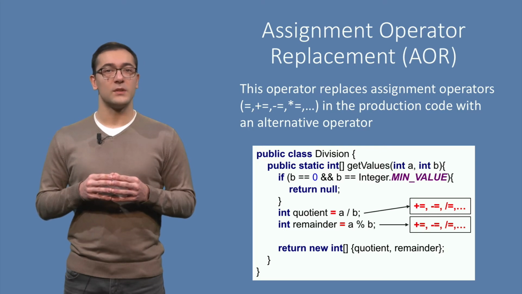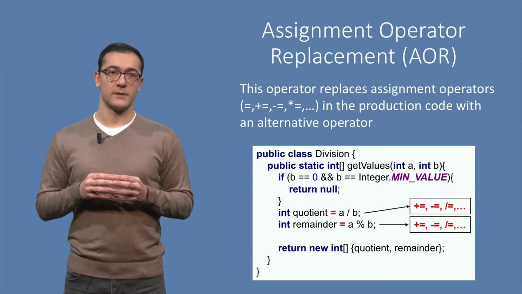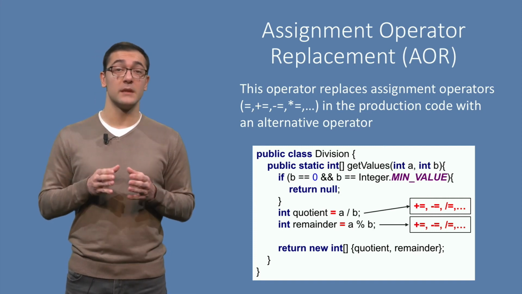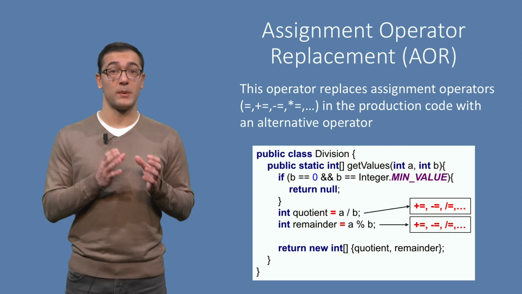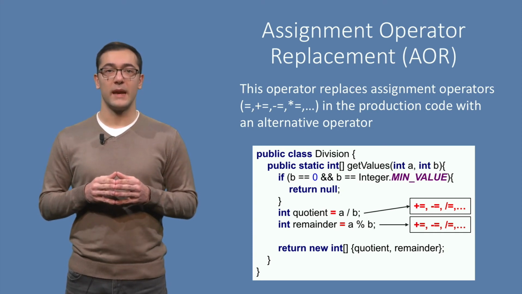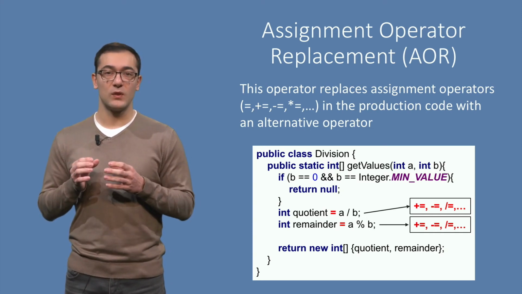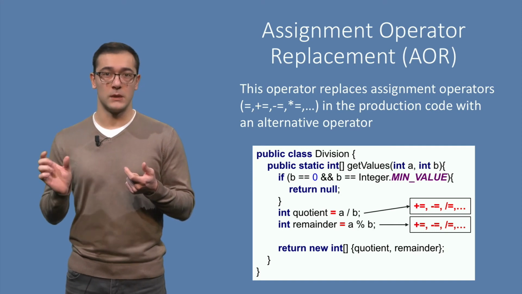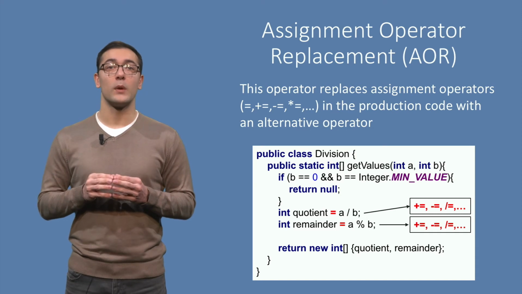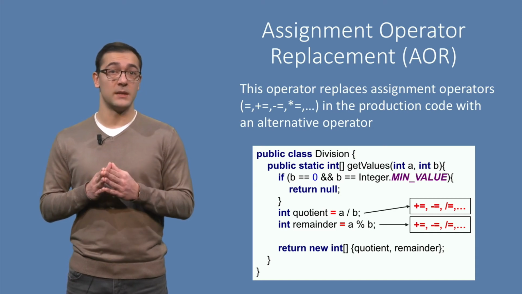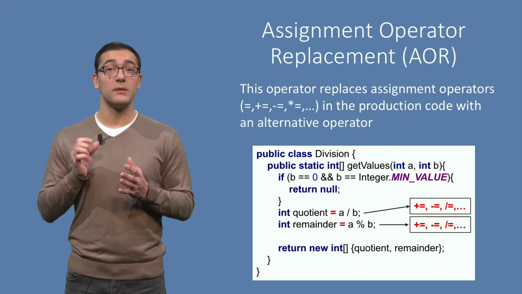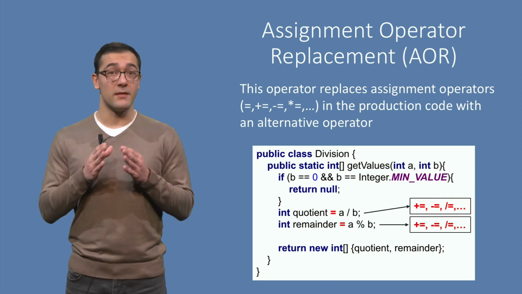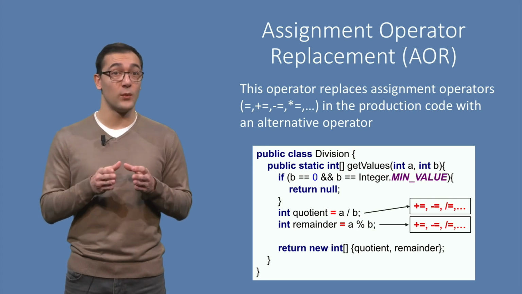All programming languages have assignment operators. That's why one of the most common mutation operators is the assignment operator replacement. Such an operator generates mutants by replacing an assignment operator with an alternative one. In our example, we have only 2 assignments. Each one can be replaced by many alternative operators in Java, and that's why in this case we show only a few alternatives.